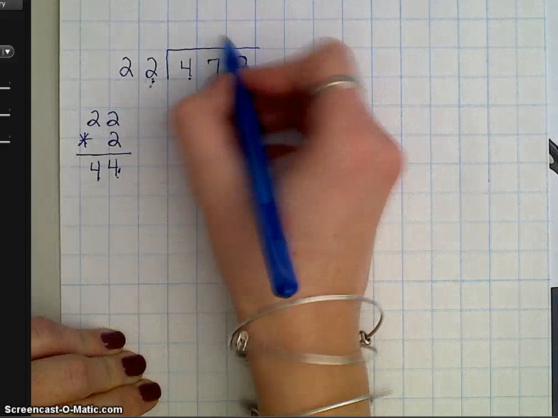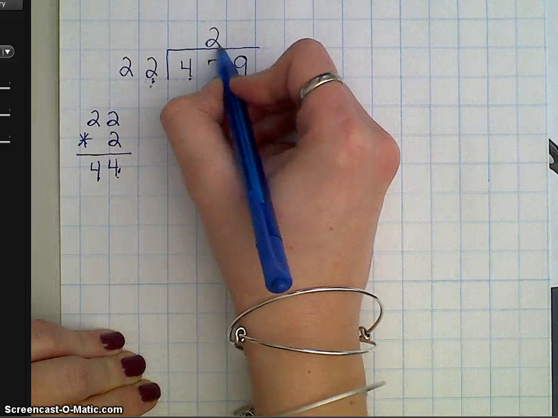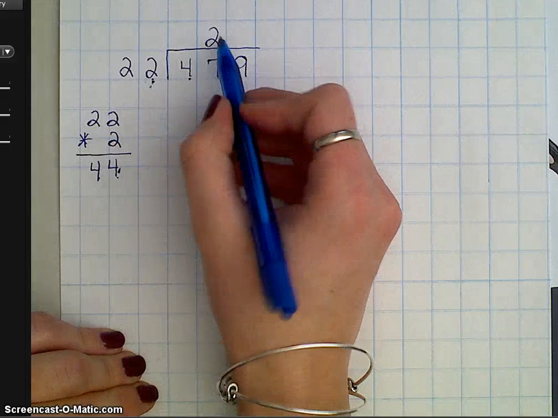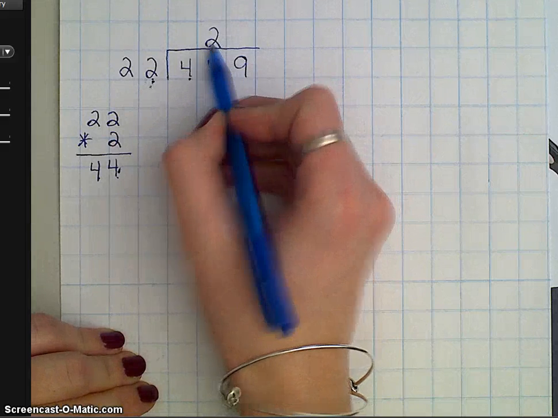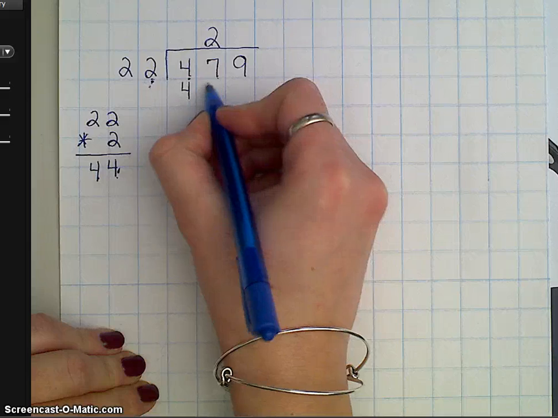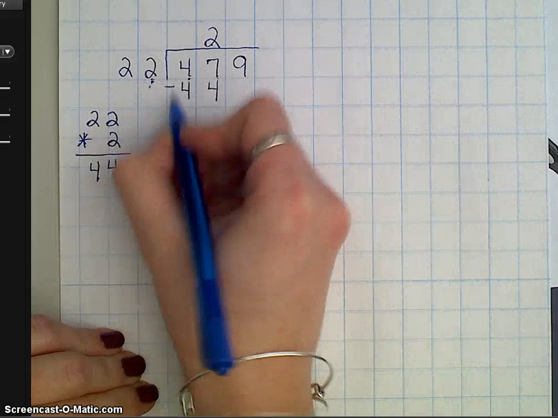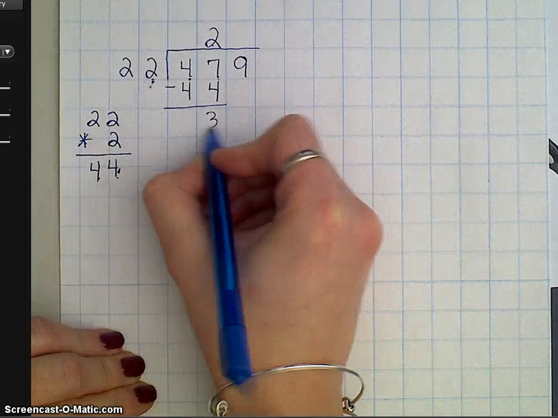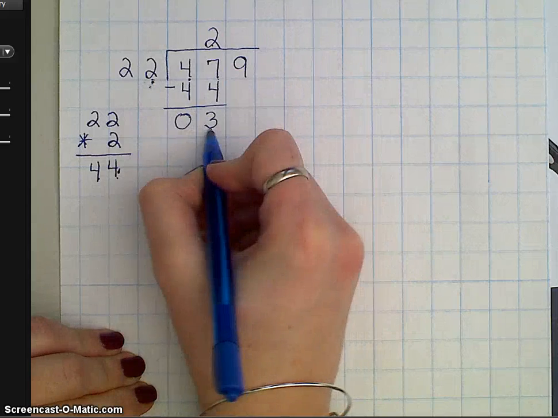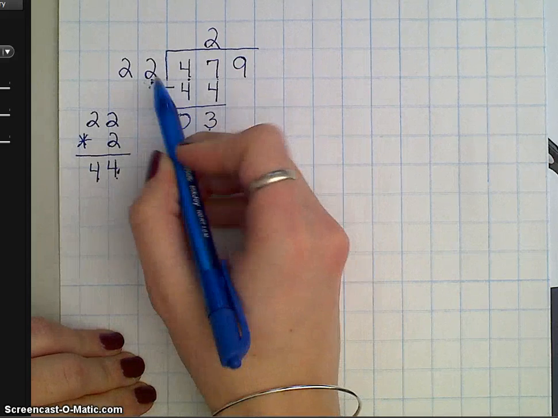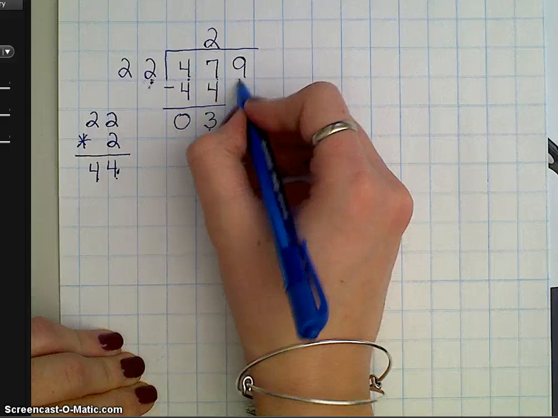Alright, so I'm going to put the 2 up into my quotient and then follow my steps. The next is to multiply. So 2 times 22 is 44. I'm going to subtract. Check to make sure. Yep, my difference is less than my divisor, so I'm going to bring down the 9.